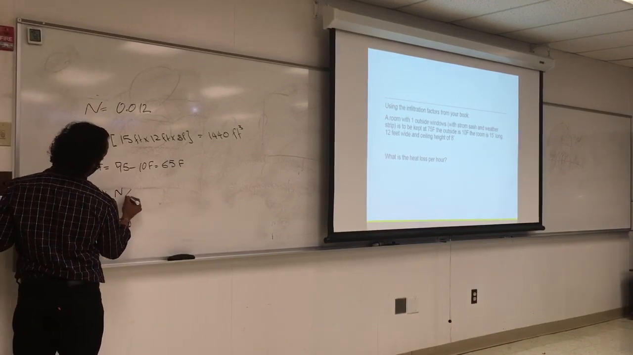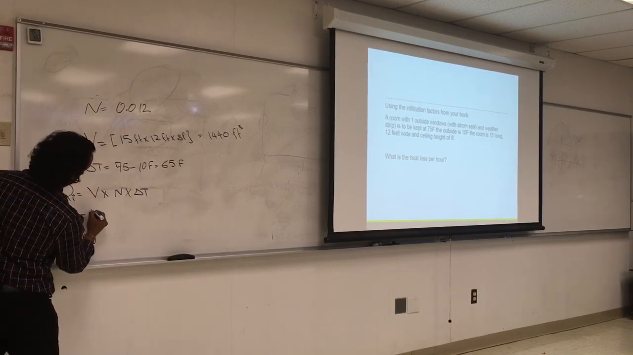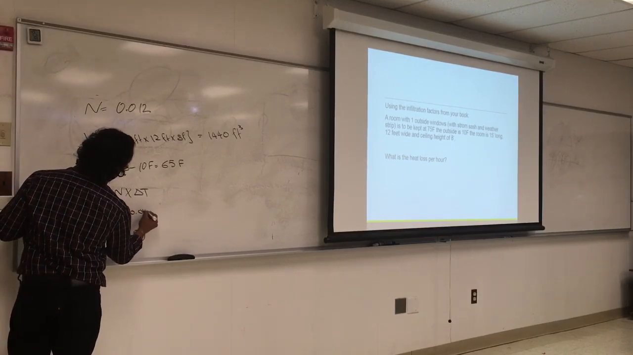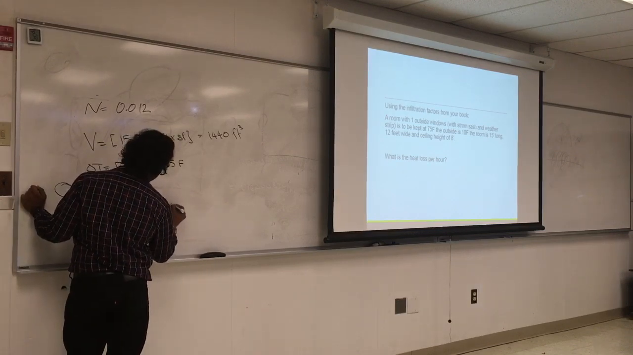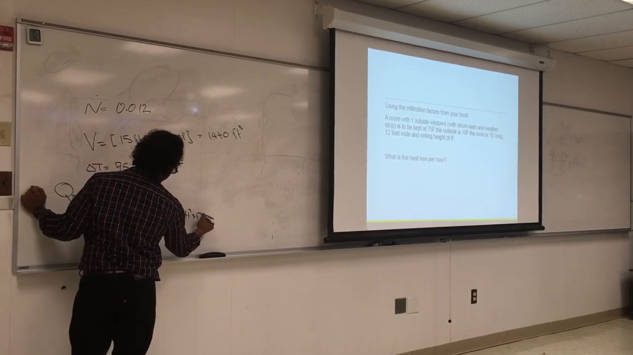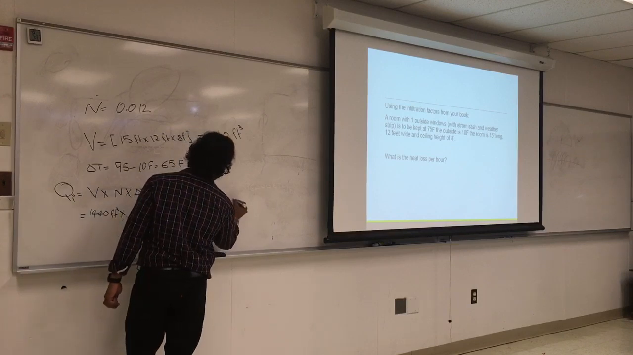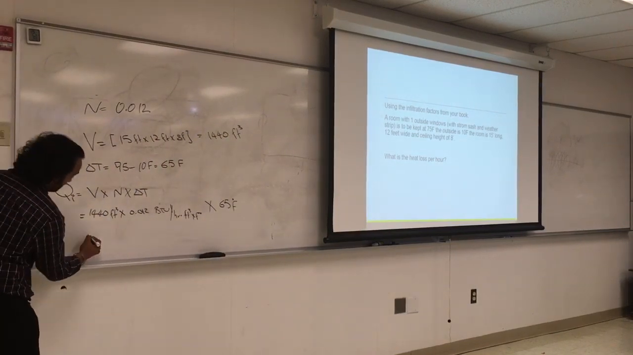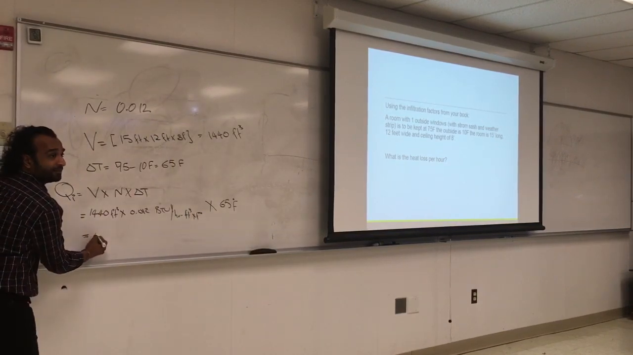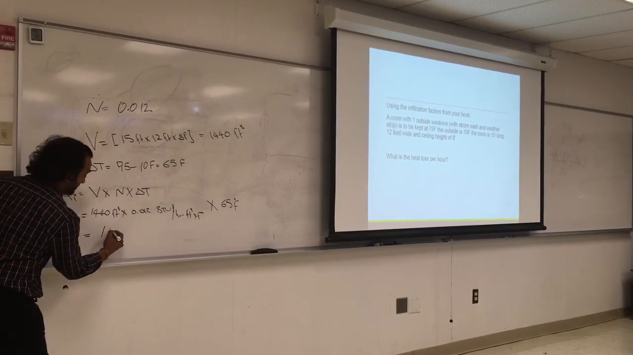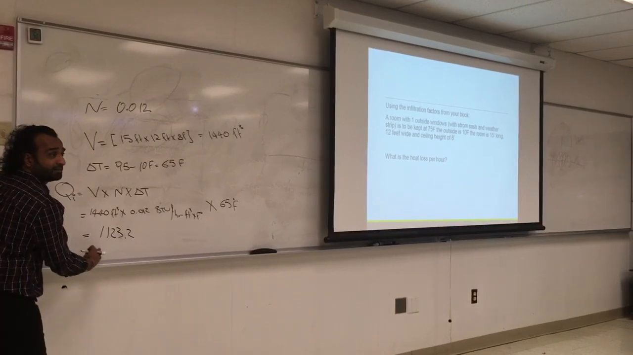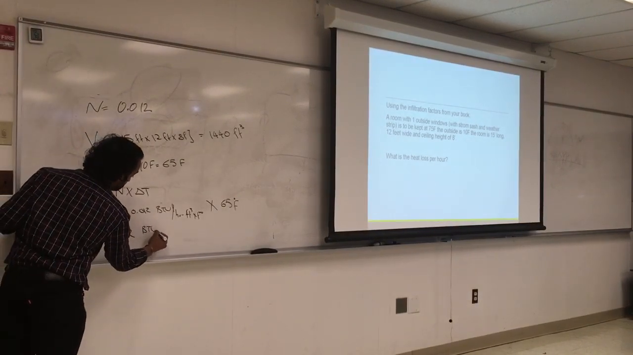1,440 foot cubed, all of that times delta T, times 0.12, gives BTU per hour. It's just like specifying the volume times the factor times the difference between the two temperatures, 65. What is the number? I got 1,123.2. Anybody got this number? Yeah. And that's going to be BTU per hour.